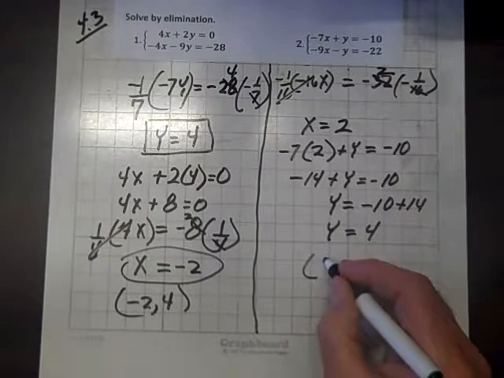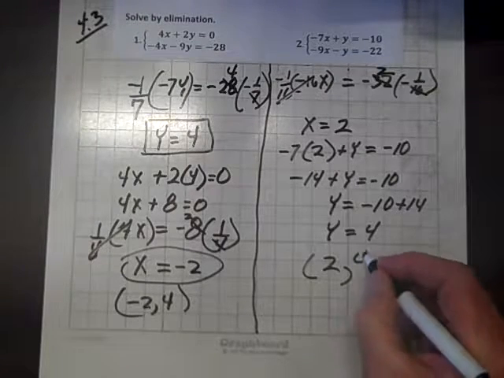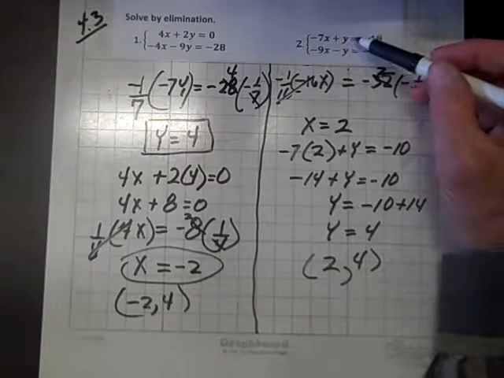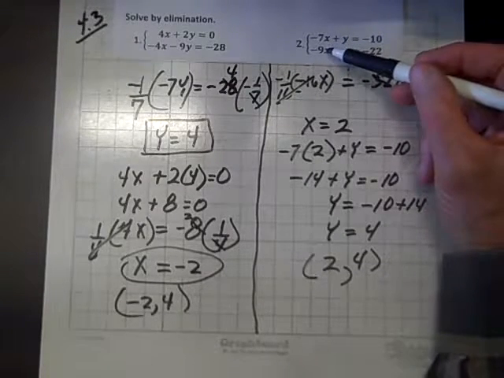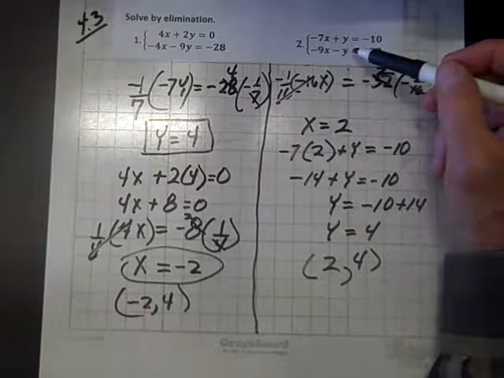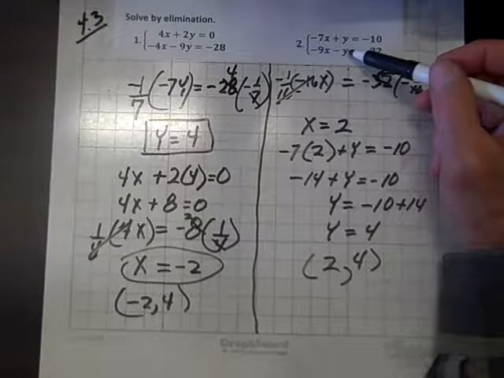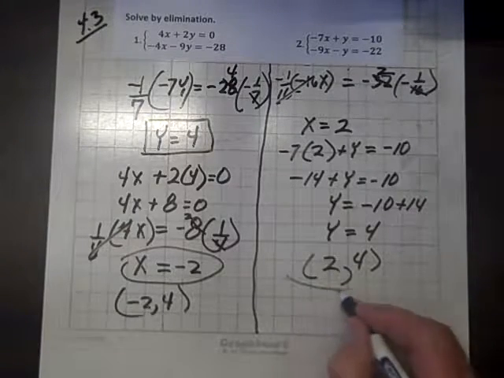So we're claiming the intersection of the two lines is at 2, 4, and let's check it out. If x is 2 and y is 4, that works. We knew it would. We just did it. Now, negative 9 times 2 is negative 18 minus 4 is negative 22. It works, so we've done it right.